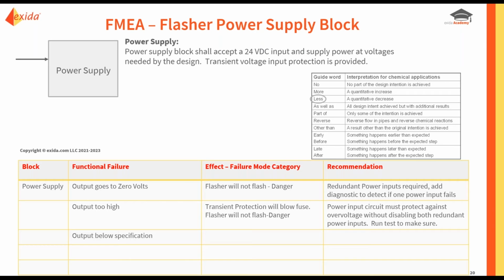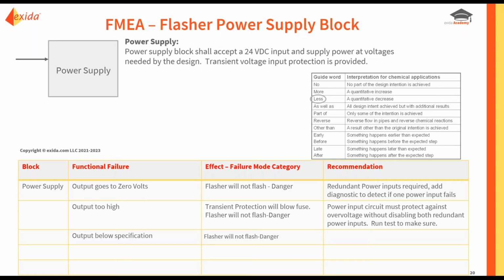Let's go to the next guide word, less. Well, the power voltages, one or more power voltages might be below specification. Well, if they get low enough, we know what'll happen. The flasher will not flash. I mean, there's got to be a range where it's working and then it stops working. We might run a test to see what that actually is, to see if we have good design margins, but hold it. We don't have to worry about this.